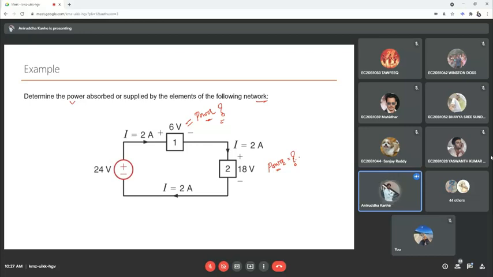Yes, please. Sir, first element 12, plus 12, and 36. So both are positive, means what? Is it delivering or absorbing? Absorbing. That means some passive element must be connected in this place.